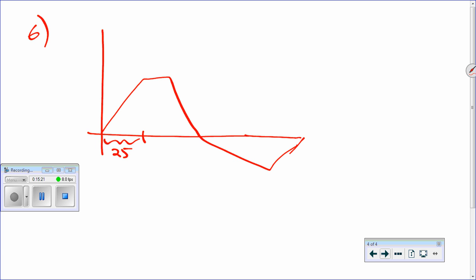All right. So anyway, if you go through and find these areas, here's what you get. This one was 37.5. This one was 30. This one is 30. This one's negative 40. And then the last one, I don't remember. I don't think you need it.